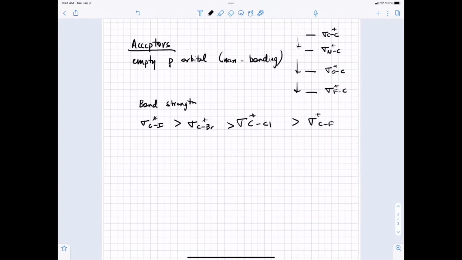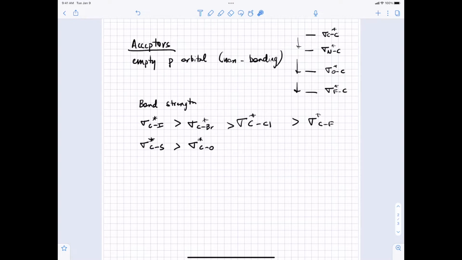Similarly, you would expect a carbon-sulfur sigma star to be a better acceptor than a carbon-oxygen sigma star because, again, of this size difference: the carbon-sulfur bond is longer and therefore weaker.